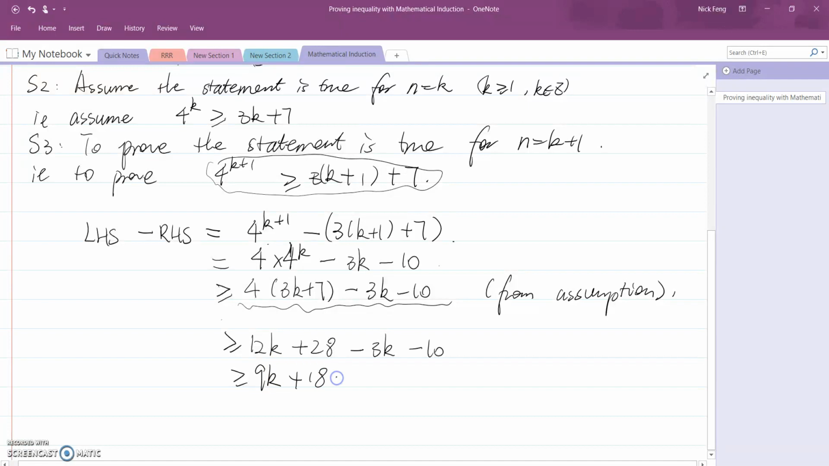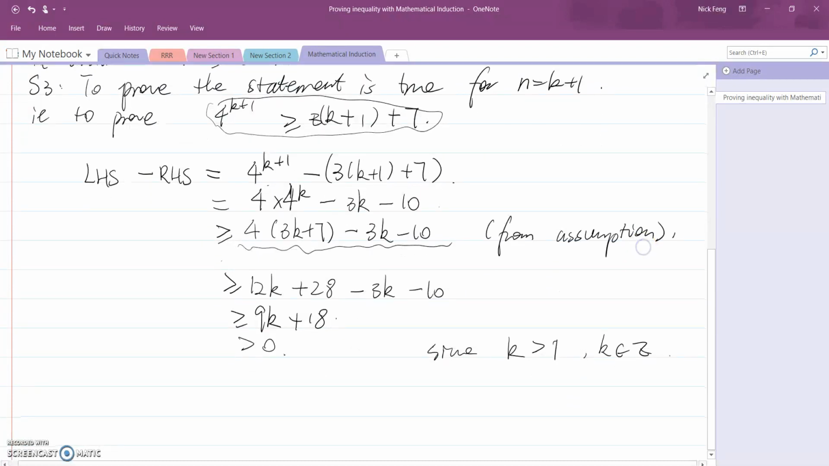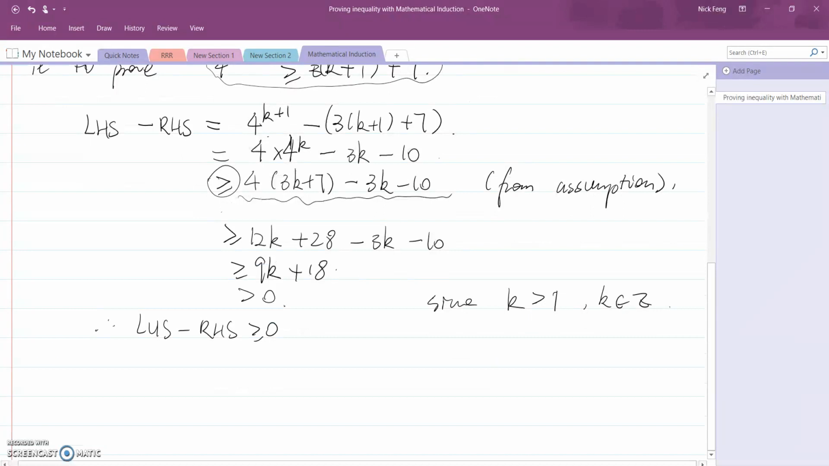Now, since k is a number that is greater than 1, which is starting from 2, this is a positive integer. Whatever positive integer you subbed it in, this is strictly greater than 0. Since k is greater than 1, oops, I should change this then. My bad. And k belongs to the integers. So therefore, left-hand side minus right-hand side is greater than 0, or equals to 0, because you started with greater than or equal in here.